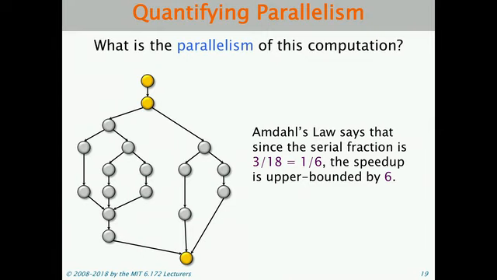Any questions on how I got this number here? It turns out that Amdahl's law actually gives us a pretty loose upper bound on the parallelism. And it's not that useful in many practical cases. So we're actually going to look at a better definition of parallelism that will give us a better upper bound on the maximum speed up we can get.